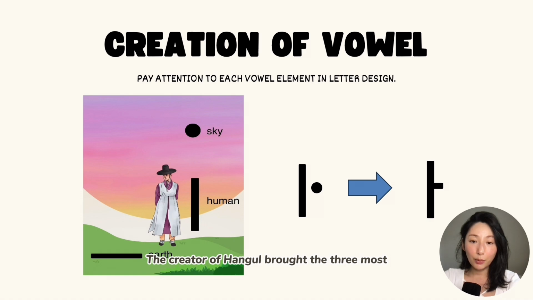The creator of Hangul brought in the 3 most fundamental elements in Korean cosmology: sky, earth, and human. People in Korea at that time saw the sky as round, so the creator of Hangul used the dot to represent the sky, the vertical line, human, and the horizontal line, the earth. The dot representing the sky is no longer used in modern Korean, but evolved into a small line. The vertical line symbolizes the E sound, and together with the small line on the right makes the A sound. The combination of human and sky becomes another vowel letter.